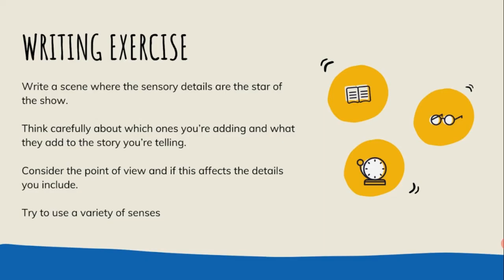This week's writing exercise will allow you to think critically about the choices you make when including sensory details. Write a scene where the sensory details are the star of the show. Think carefully about which ones you're adding and what they add to the story you're telling. Consider the point of view and if this affects the details you include, and try to use a variety of senses.